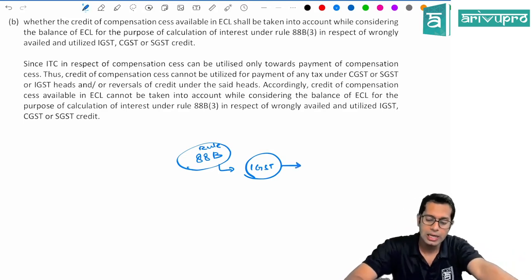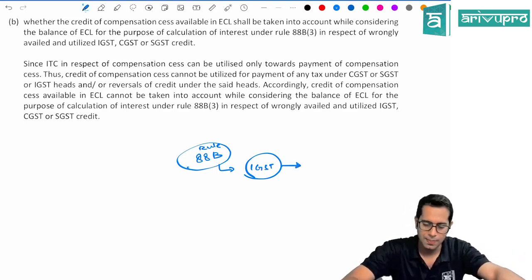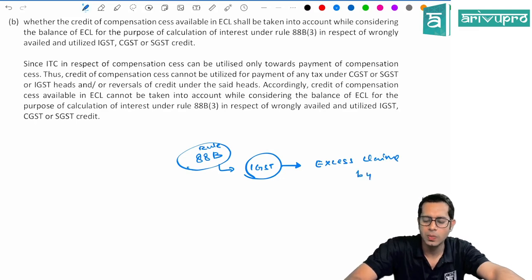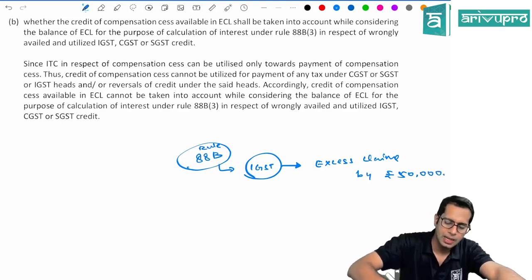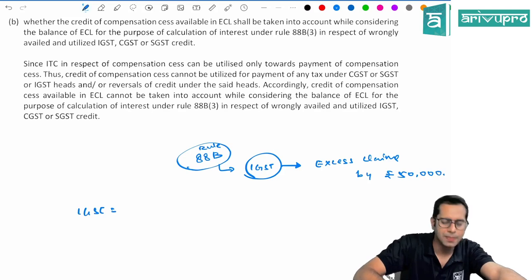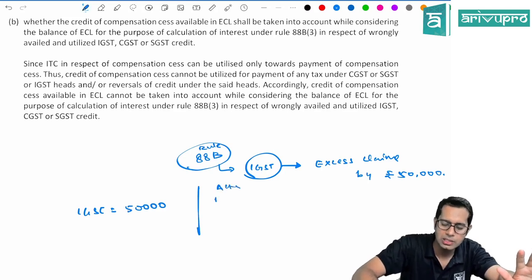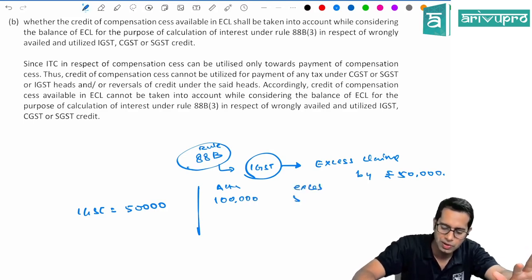Now, I have wrongly claimed input tax credit of IGST. Let us say I have excess claimed IGST credit by rupees 50,000. Meaning, as per my GSTR 2A and 2B, I was supposed to claim a credit of 50,000. But how much credit have I claimed? Actually I have claimed 1 lakh rupees. So can I say I have claimed an excess of 50,000? Or else I'll do one thing.